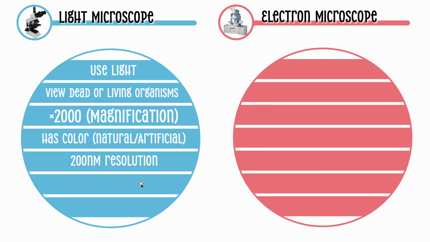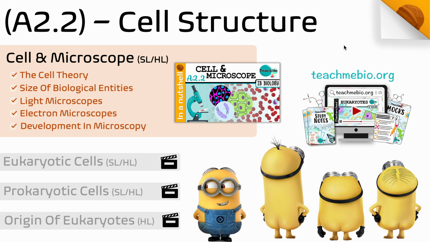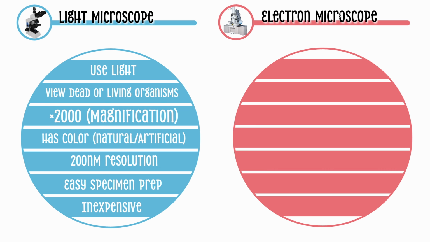Now, this brings us to the remaining two things. Number one, the specimen preparation for a light microscope is very straightforward. And also, you should know that light microscopes are relatively inexpensive. Now, this brings us to electron microscopes. What's the big difference between these two? Firstly, electron microscopes do not use light, they use something else, electron beams. And because of that, they can only view non living organisms.